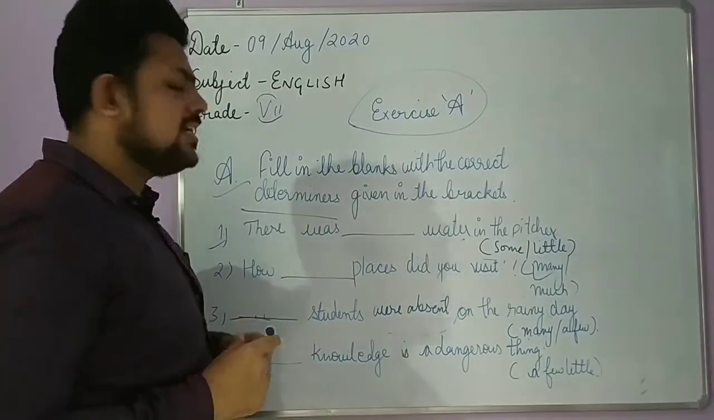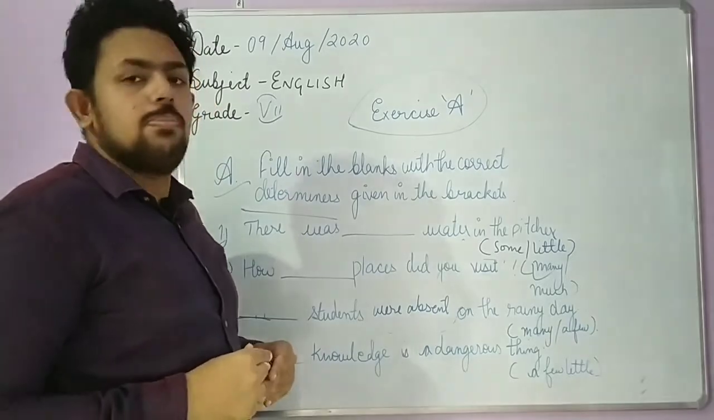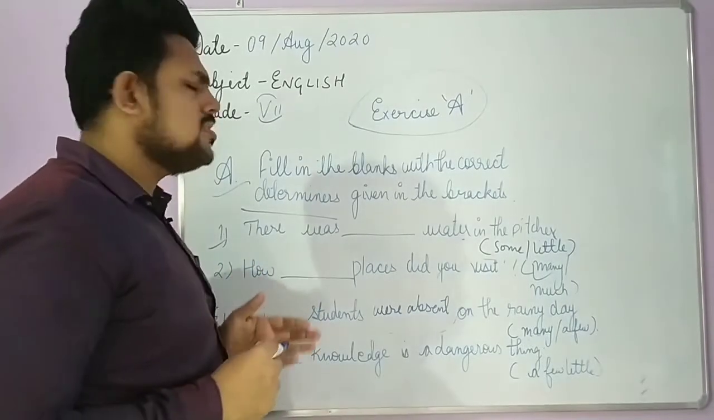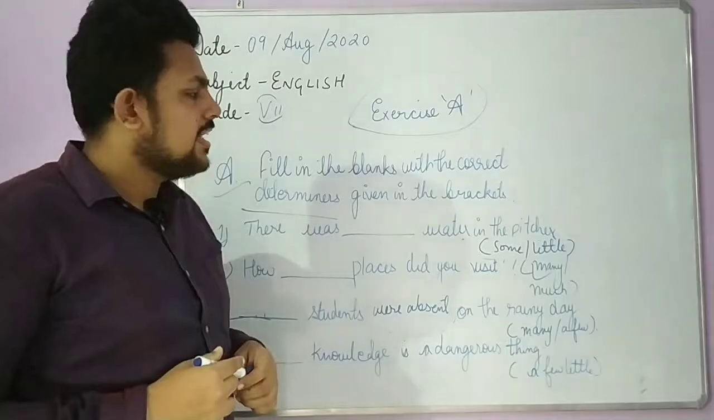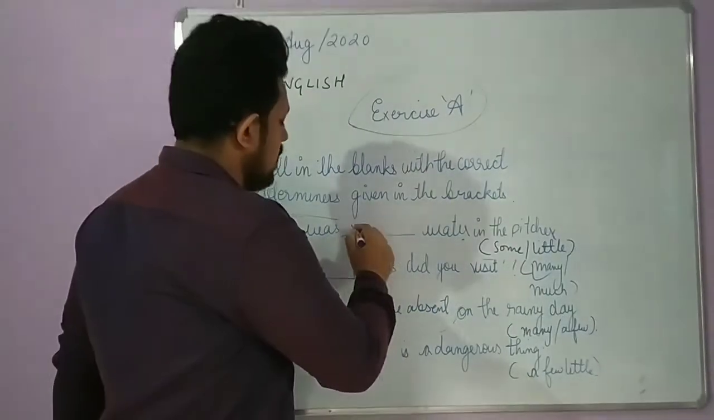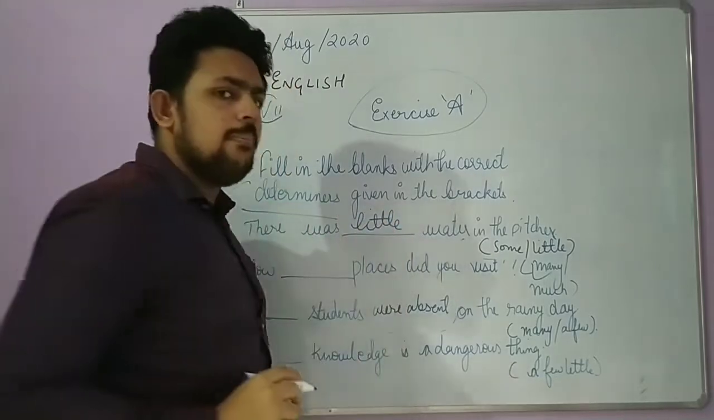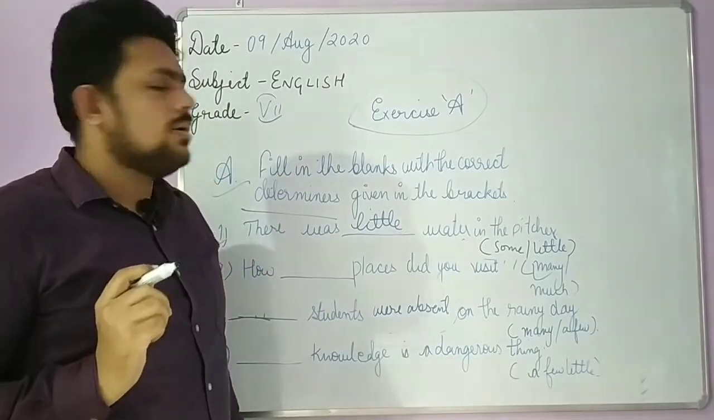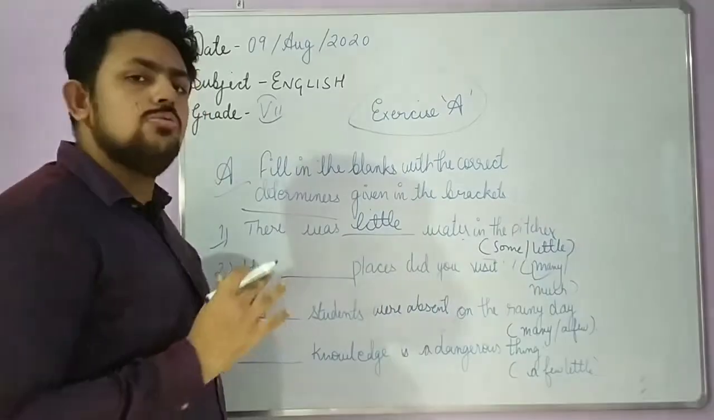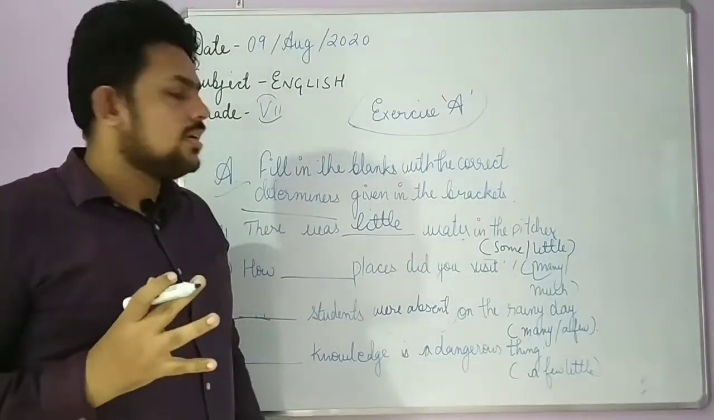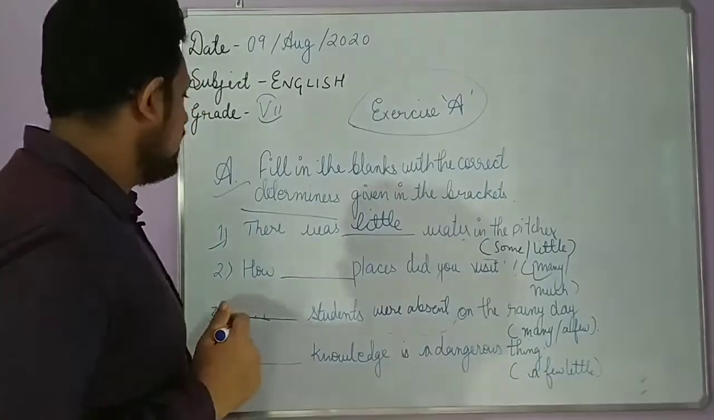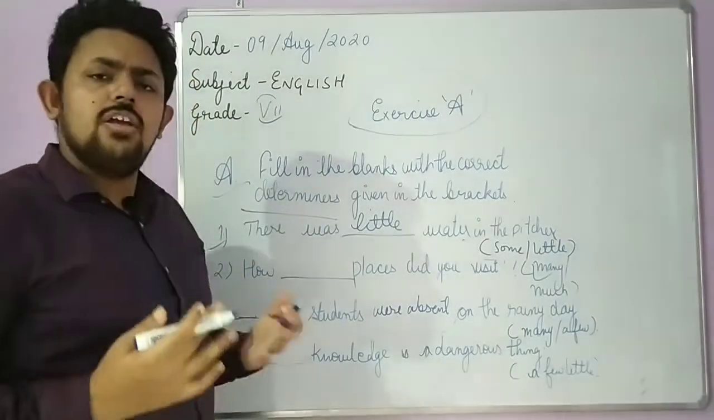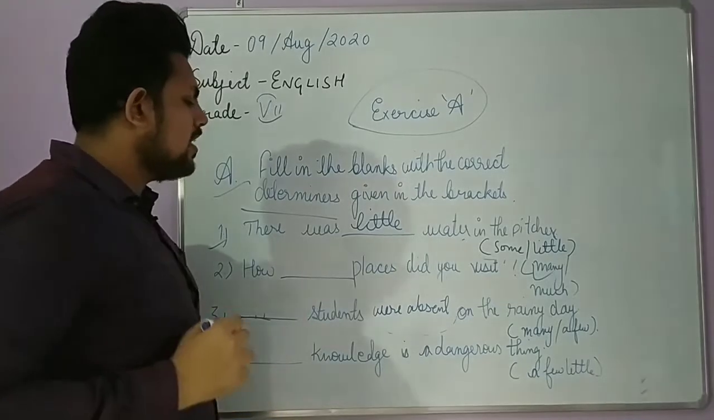So first sentence is, there was dash water in the pitcher. Okay, so we have 2 choices, some and little. There was some water in the pitcher is also correct, and there was little water in the pitcher is also correct, but you must put little here because in the picture shown in your book also there is only a little water shown. So you will put little because it is used to indicate that a small amount is left. If we would have chosen some, then it would have become that there was plenty of water left in the pitcher.